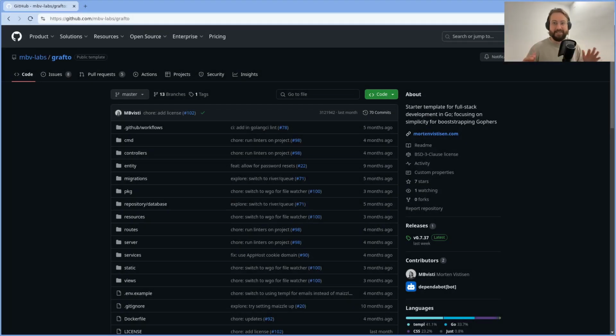Grafto is a starter template aimed at building SaaS products. It borrows much of its methodology from Laravel or Rails, but tries to stick as much as possible to how Go does things, so still keeping it idiomatic Go. The number one focus here is productivity, which means keeping the number of moving parts to a minimum.